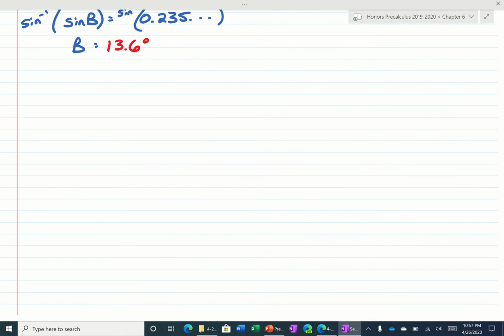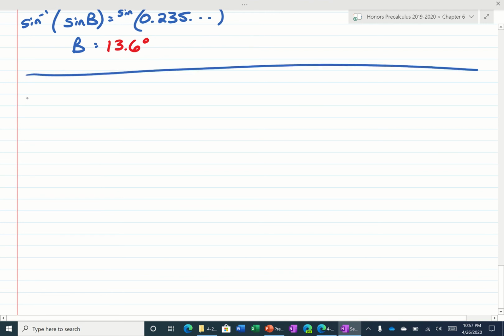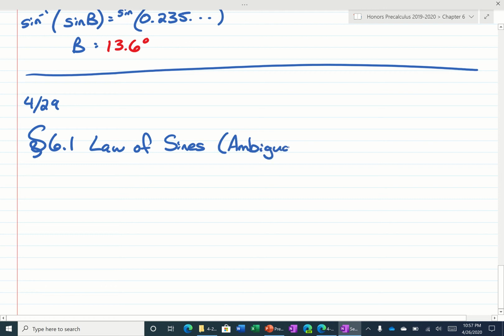Today is the 29th. And this is going to be section 6.1. It's called the law of sines, and it's called ambiguous cases. Ambiguous is just another word for special cases.